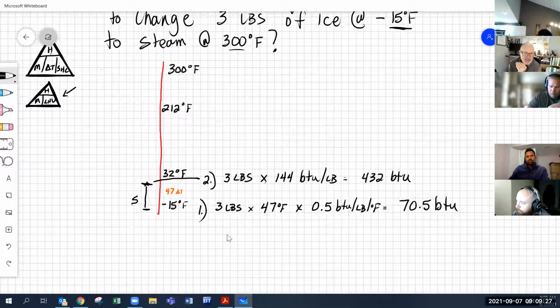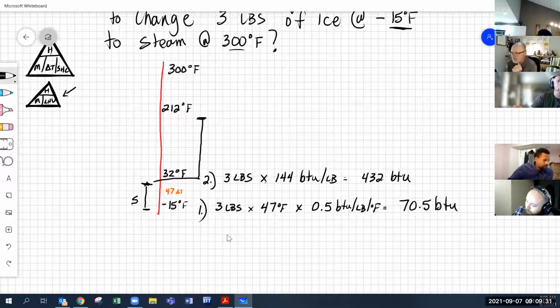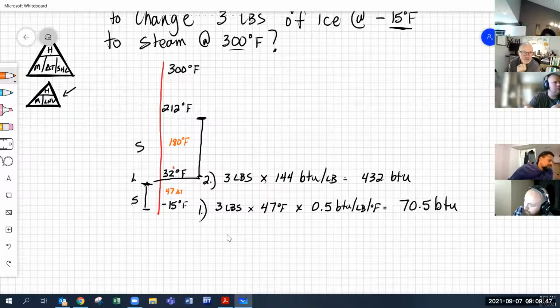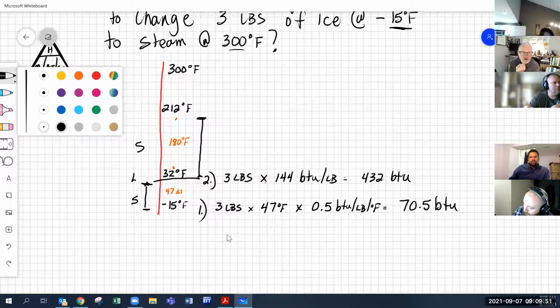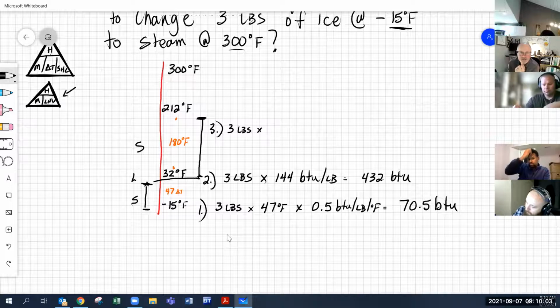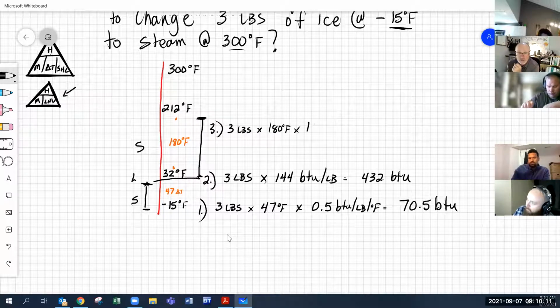So I need to raise the temperature of this water to the boiling point. Raising the temperature, now I have to go sensible heat. I'm raising the temperature of the water, and my delta T in between there is 180 degrees Fahrenheit between these two. So step number 3, I'm going to raise the temperature of that water to the boiling point, and that's sensible heat. So it says take your mass multiplied by the delta T, which is 180, multiplied by the specific heat capacity of water, which is 1 BTU per pound per degree Fahrenheit. And that is 540 BTUs.